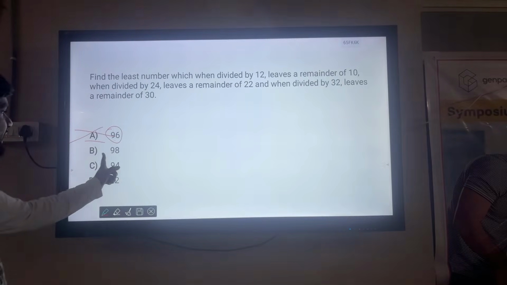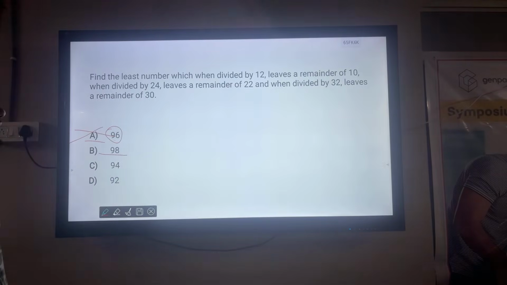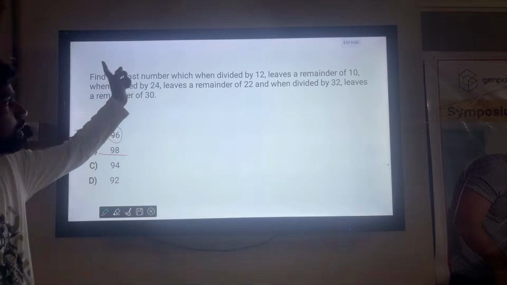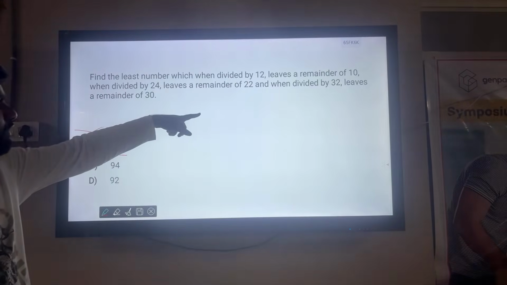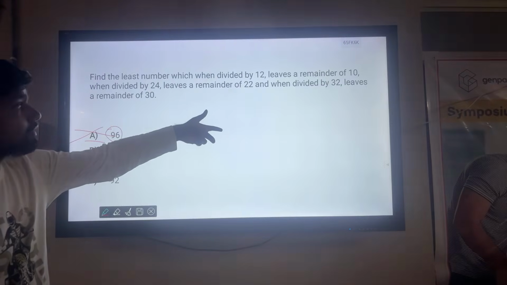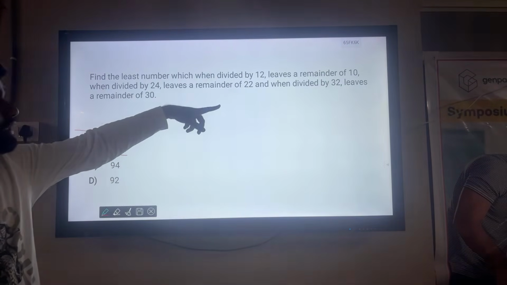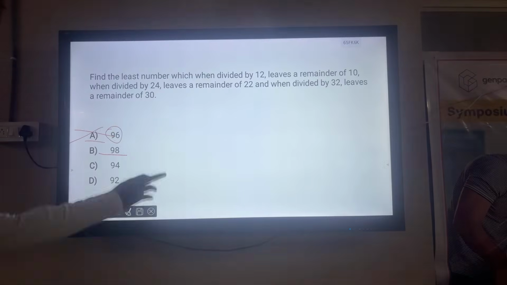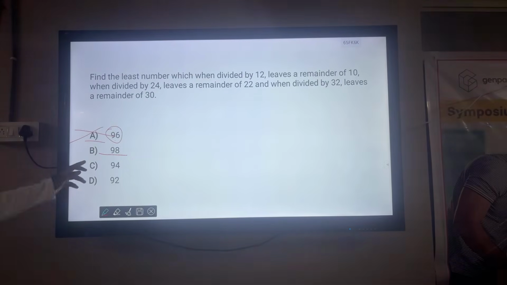Next, 98 is there. When it is divided by 12, what is the remainder? 2 is the remainder, but you have to get 10. So this is also cancelled.